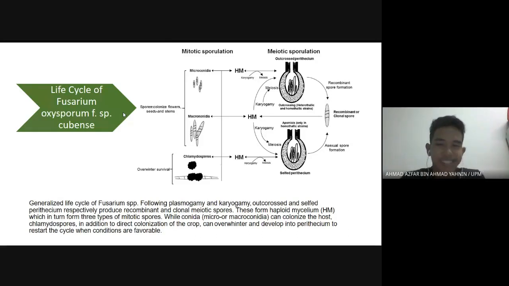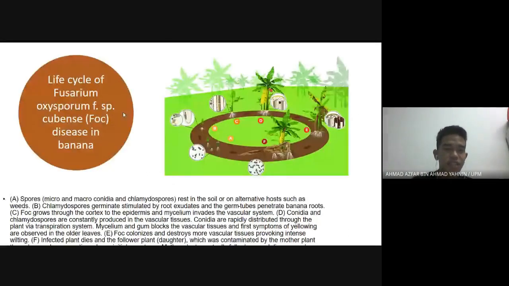Okay, next is the life cycle of Fusarium oxysporum disease in banana. They have several stages. Firstly, spores, micro and macro conidia and chlamydospores rest in the soil or on alternative hosts such as weeds. Next, chlamydospores germinate, which is stimulated by root exudates, and the germ tubes penetrate banana roots.